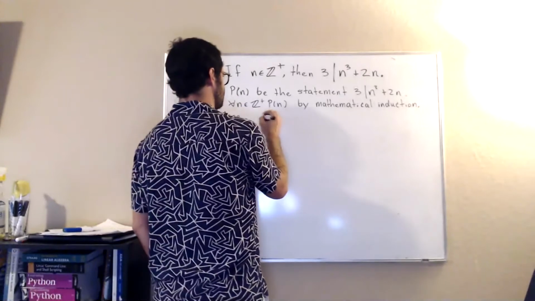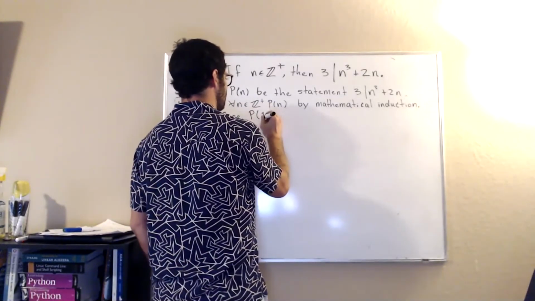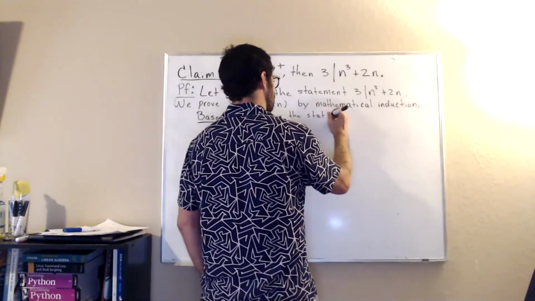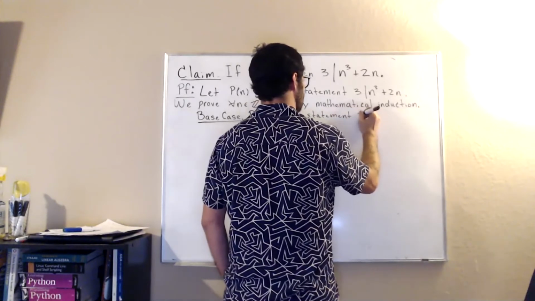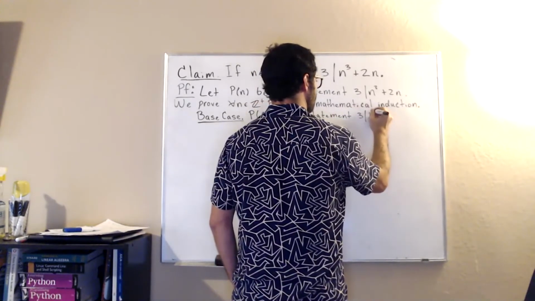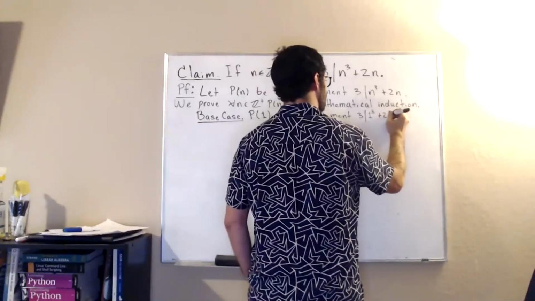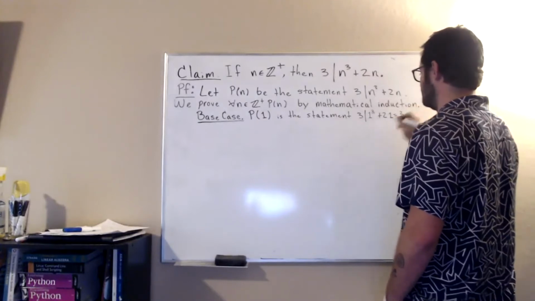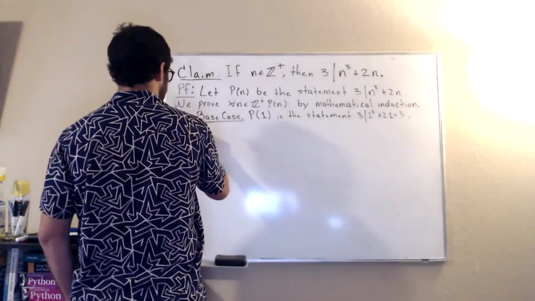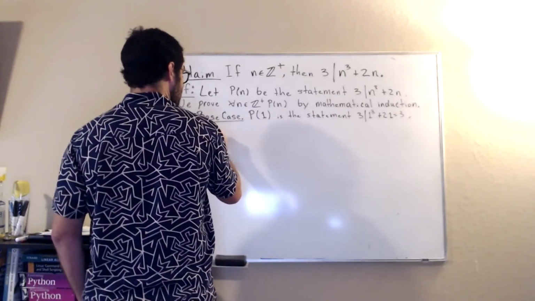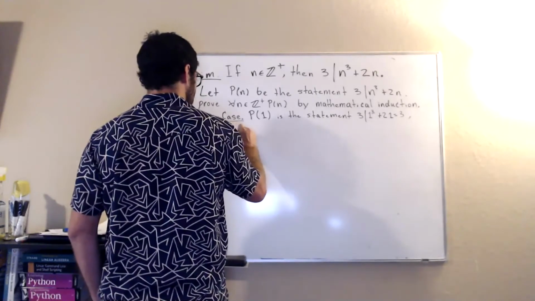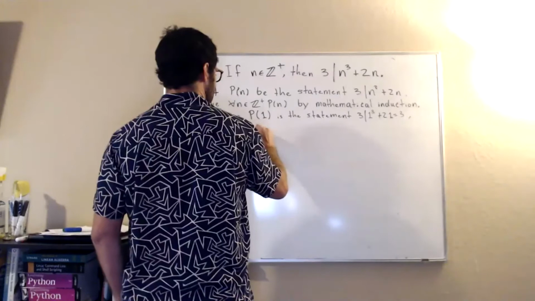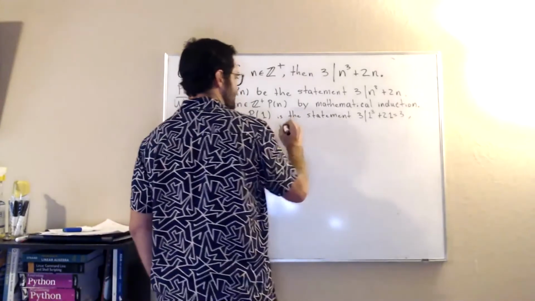So P of 1 is the statement 3 divides 1 cubed plus 2 times 1, which is equal to 3, which is true. Okay. So then you can say something like, hence, the base case is satisfied.